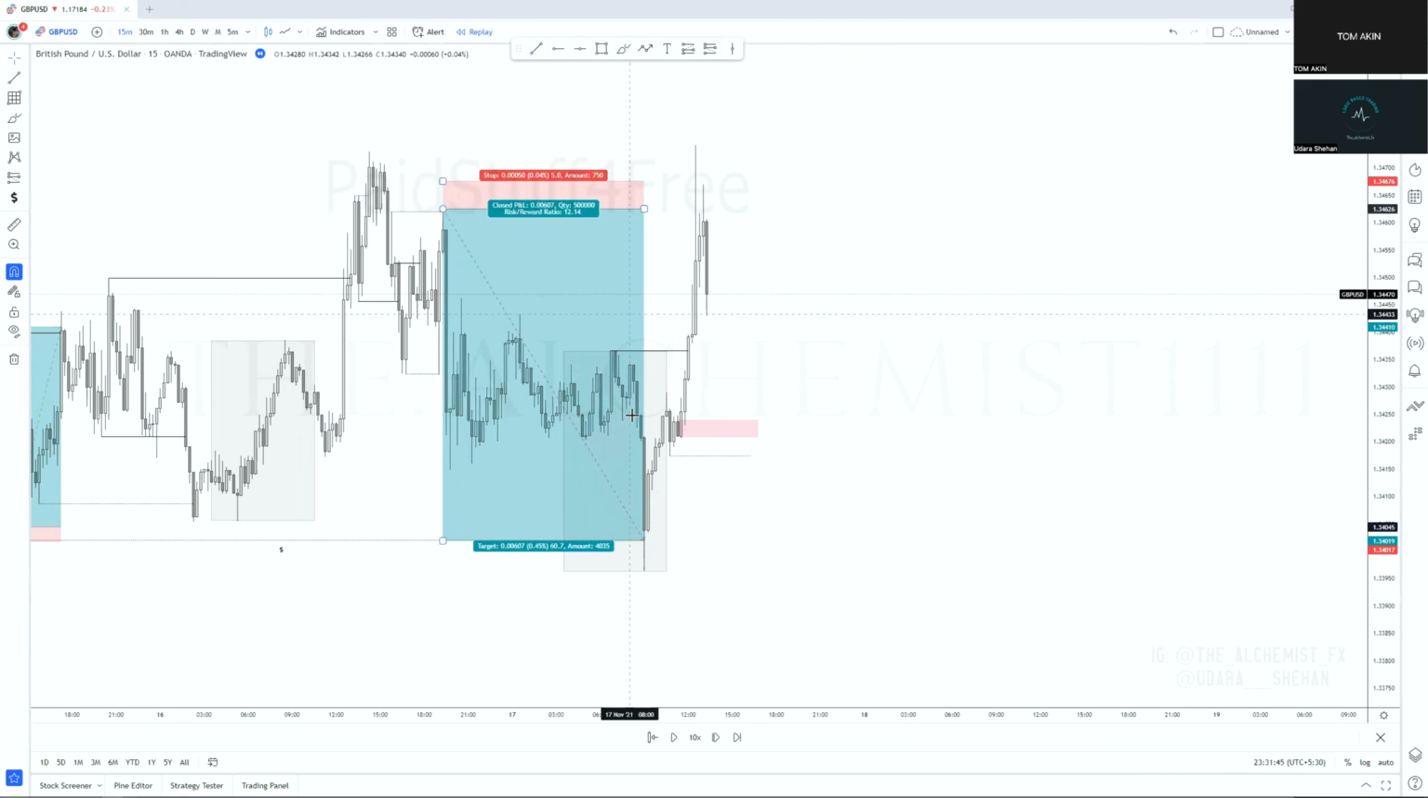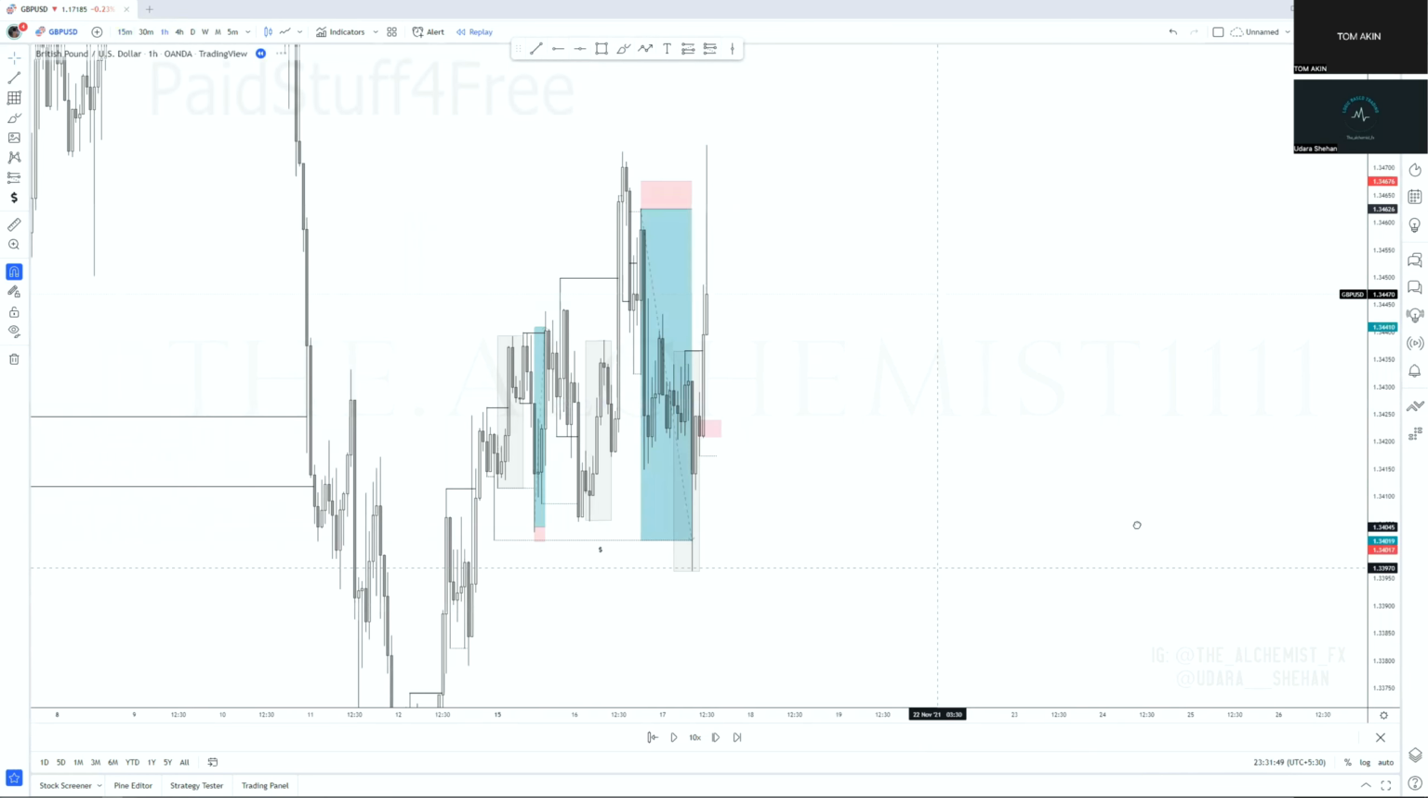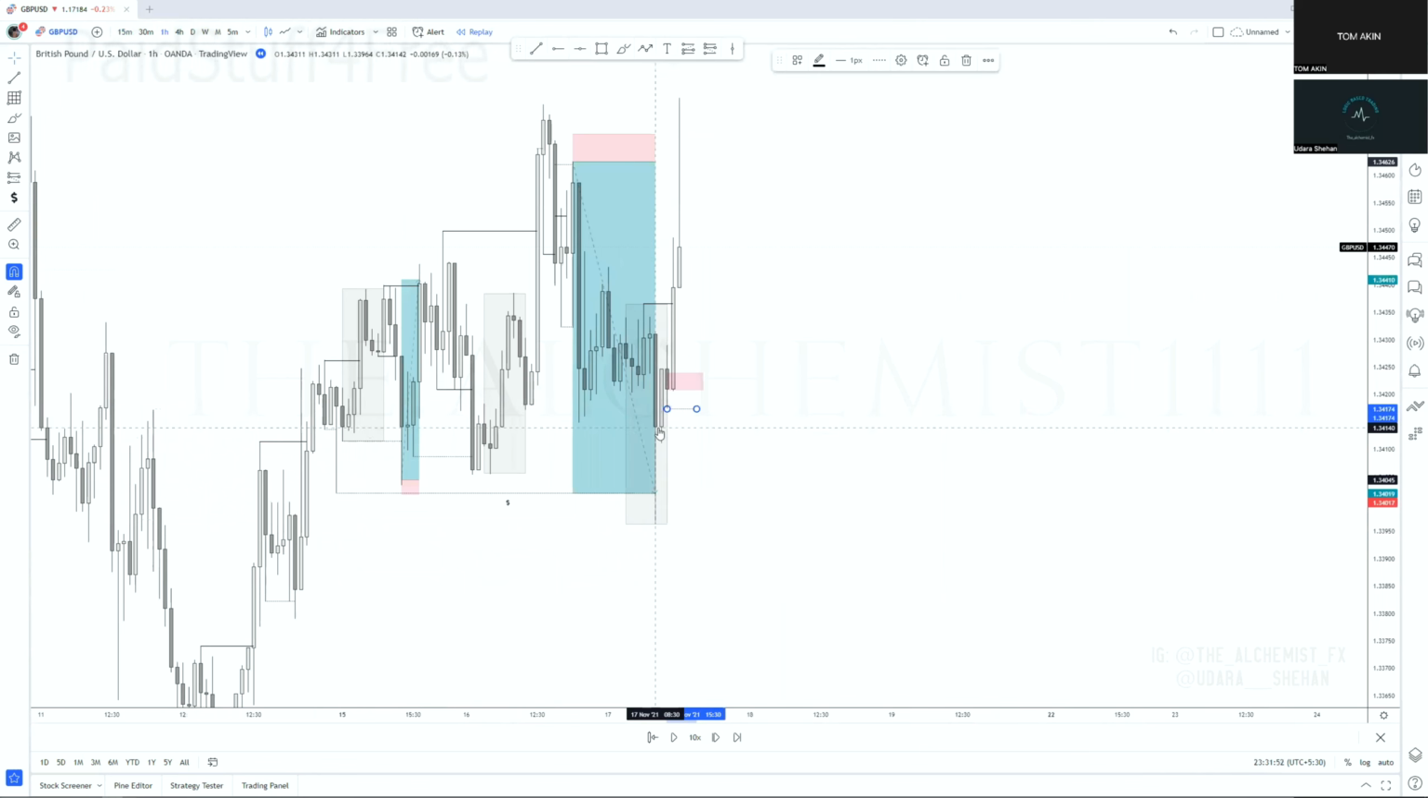So what did we have? Now there's the 4-hour rejection block. So that, we can cut that off. So on the 1 hour, right below this liquidity, we had another rejection block.